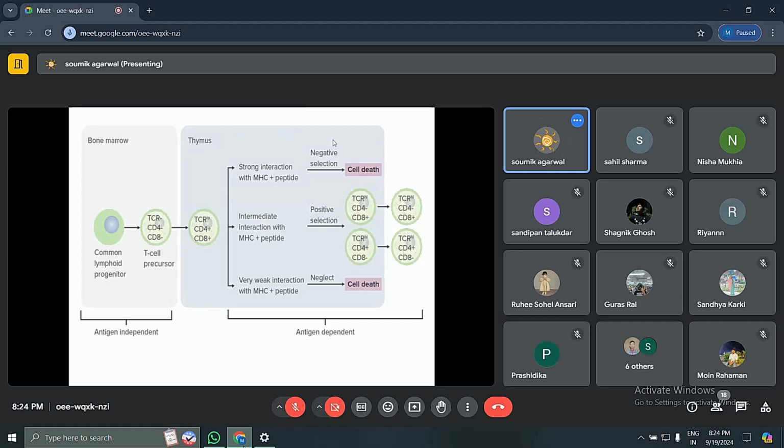They first check whether these cells can recognize foreign peptides or not. If they can recognize foreign peptides presented by MHC molecules, one or two, then they will be positively selected. What is written here? MHC molecule plus peptide, but it is not recognizing very tightly, only moderately. If it is recognizing very tightly, then it will not be selected because that can lead to self-destruction, I mean autoimmune disease. If the interaction is very weak, it will also not be selected. Moderate interaction of these cells with cells having MHC and peptides will be selected.